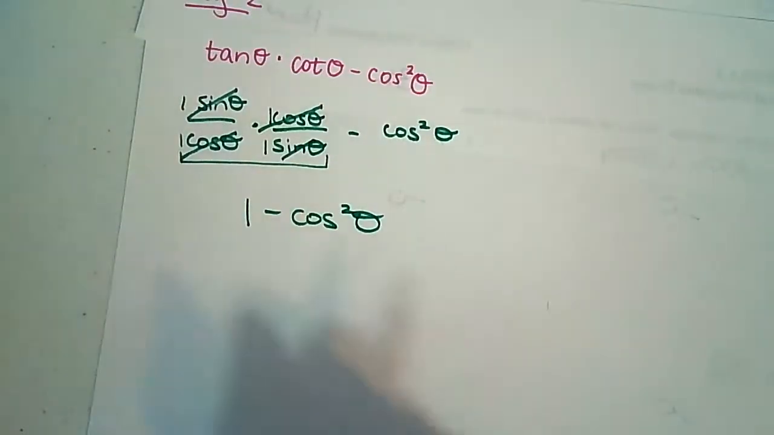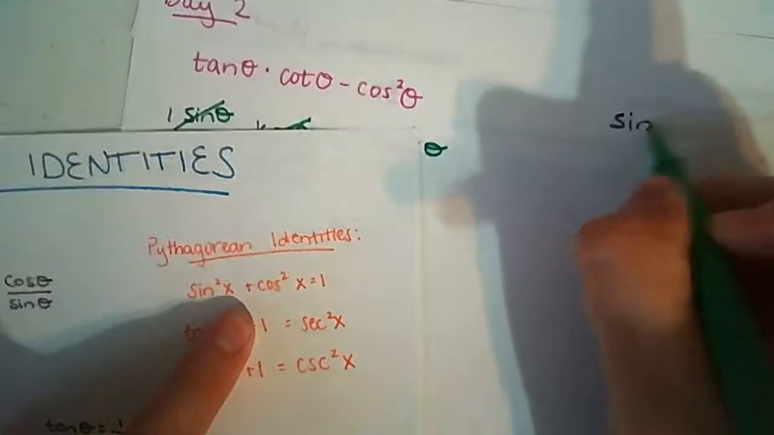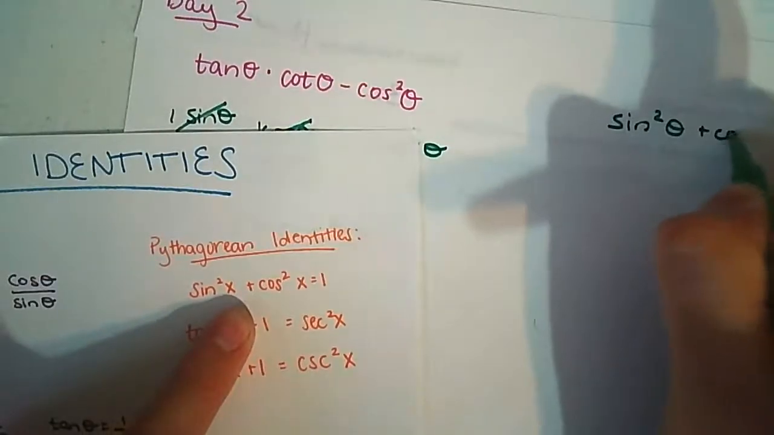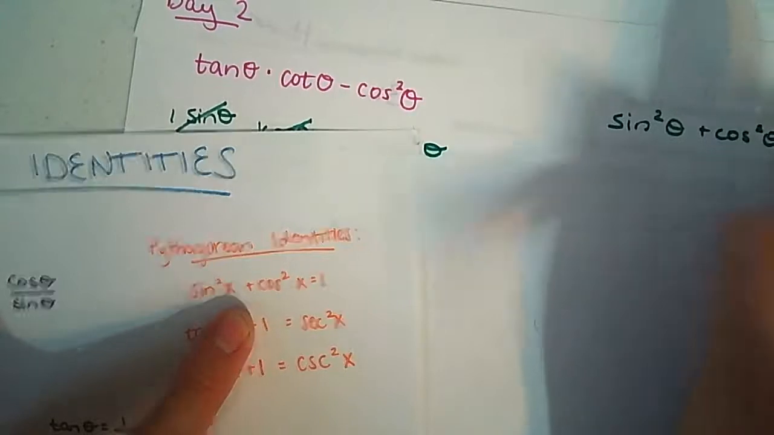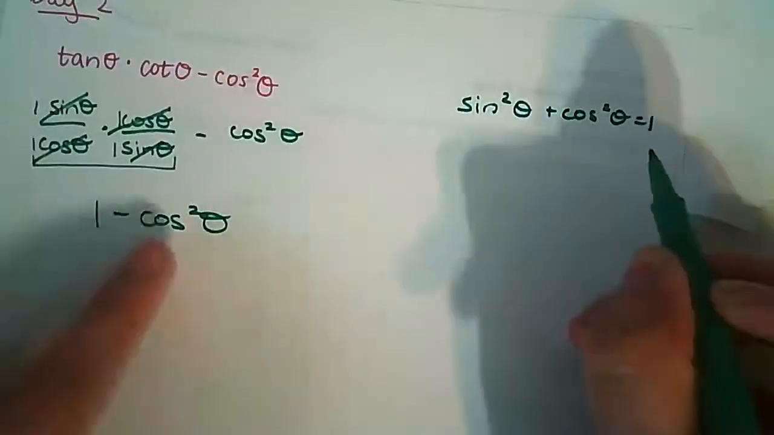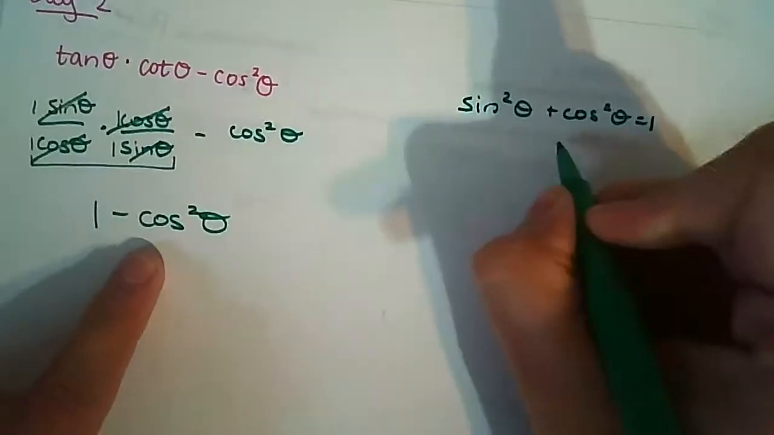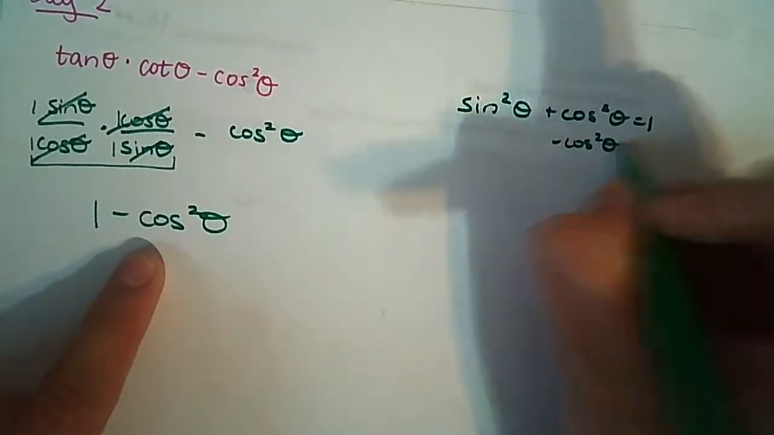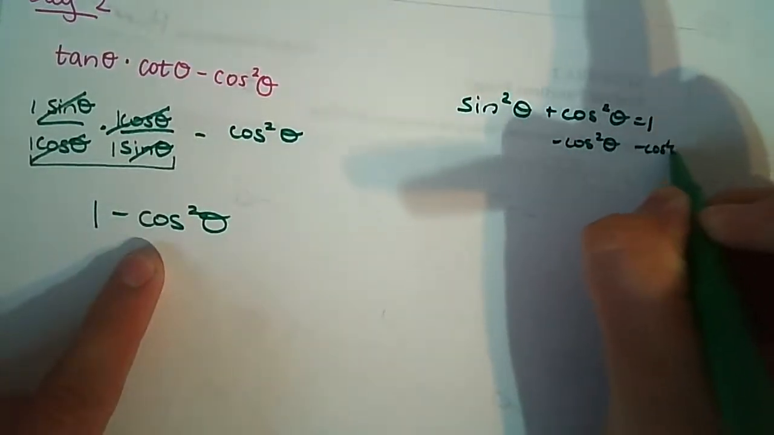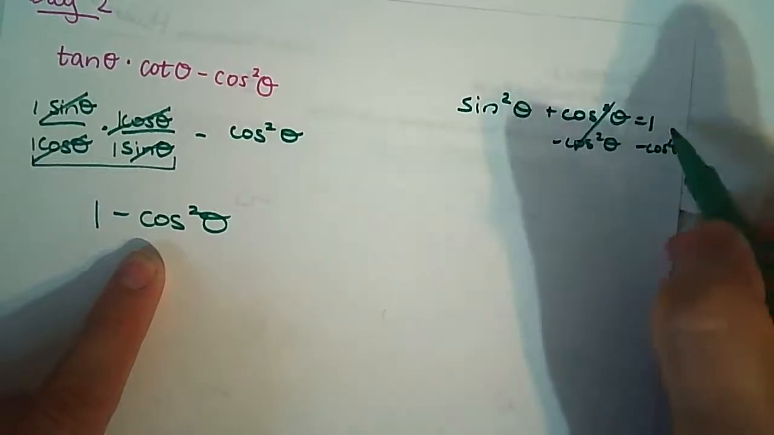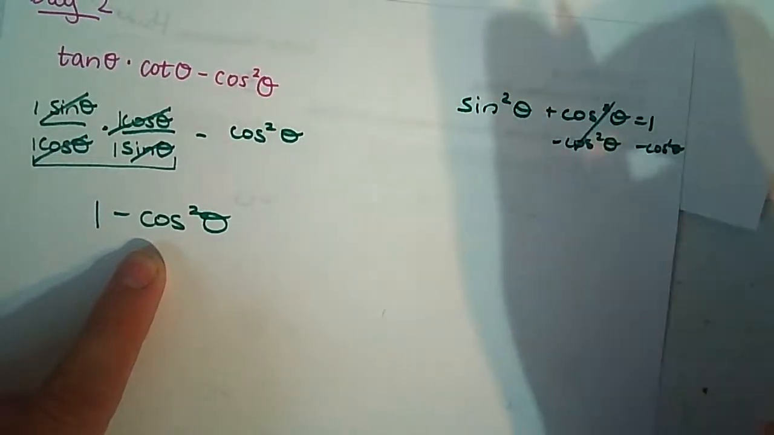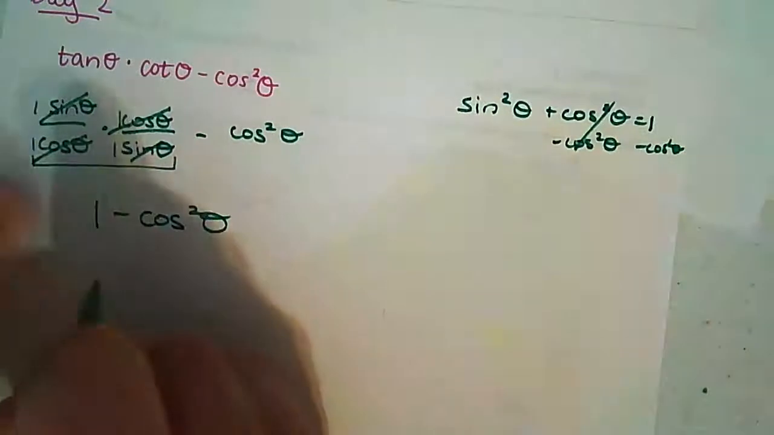Ooh, and look at that. I know that's an identity. My side note here, I know sine squared plus cosine squared is 1. So if I want to manipulate this so that it is 1 minus cosine squared, I would have to subtract cosine squared from both sides. And that looks like 1 minus cosine squared can simplify to sine squared.